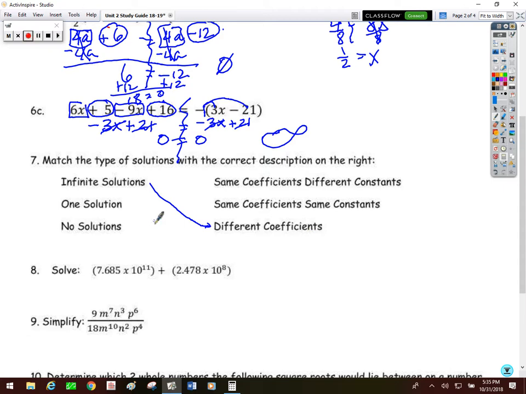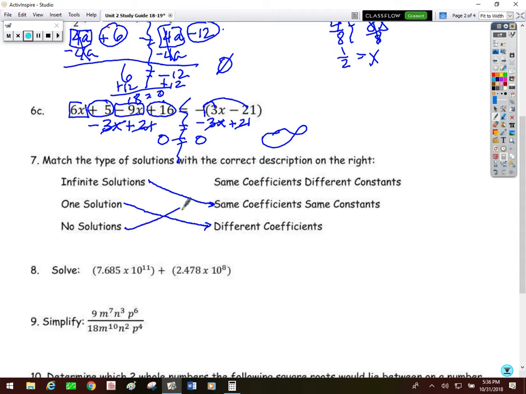Okay? I'm sorry, back that up. I got ahead of myself. Infinite solutions, I was on this part. Infinite solutions means it's going to be the same on both sides, just like we just had here. So you have the same coefficients and the same constants. It means the number in front of the variable is the same and the number is the same, just like we had right here. One solution is what I just did before that. Your coefficients are different.